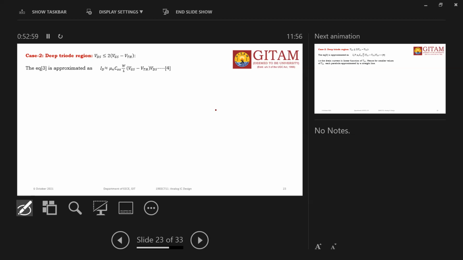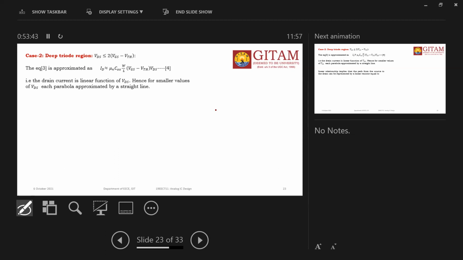Understand or not? How did you get this equation? This is only in the deep triode region. Deep triode region means the VDS is very small, maybe the starting values of VDS. That is, the drain current is a linear function of VDS. See this equation, VDS is there or not? Forget all the constants except VDS. Then ID is proportional to VDS. If VDS increases, ID increases. Linear relation.